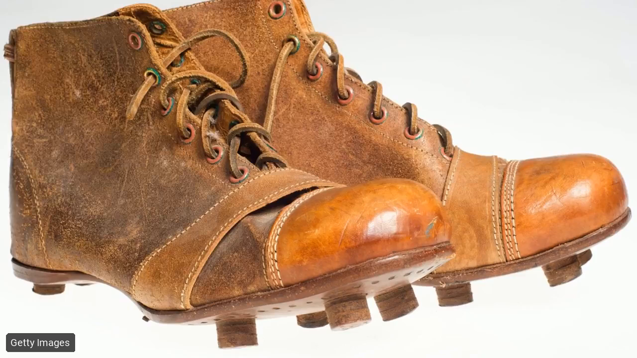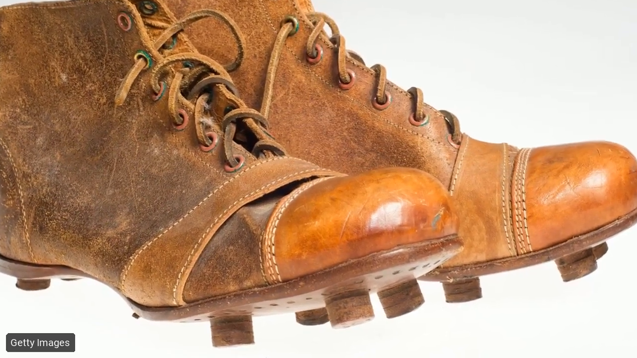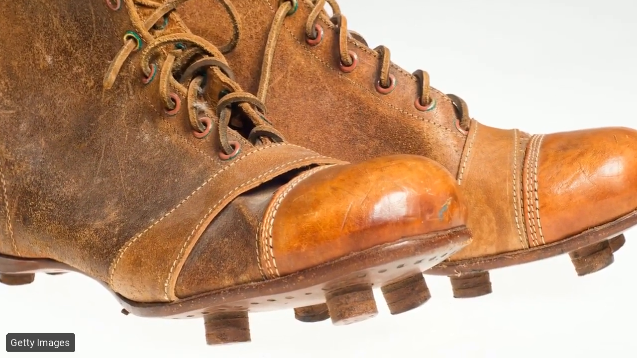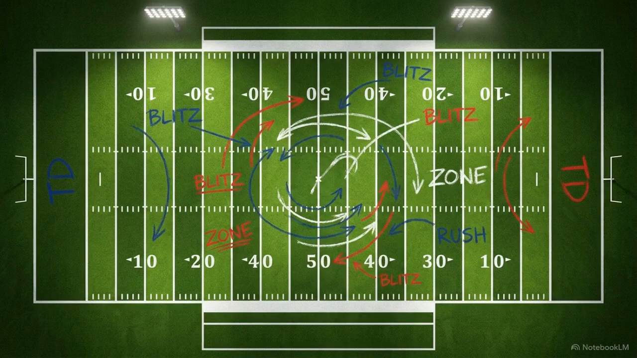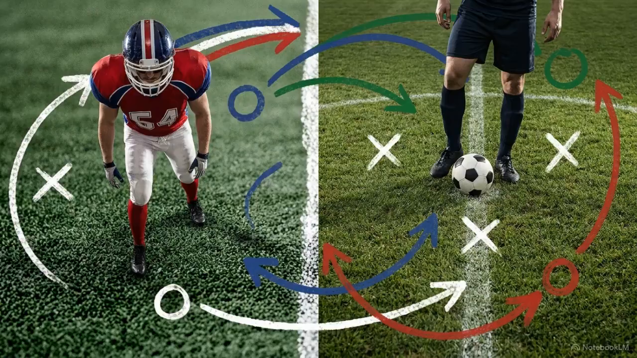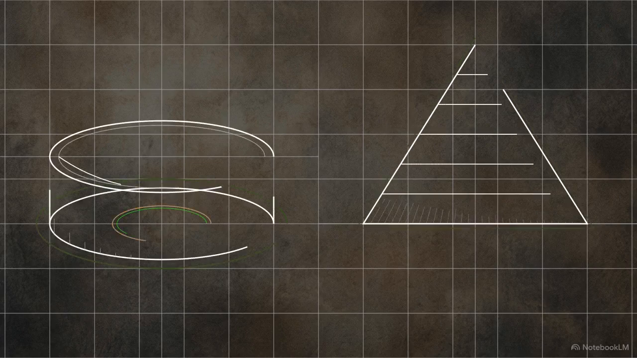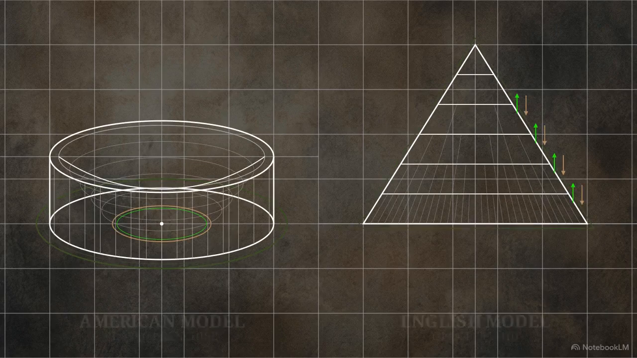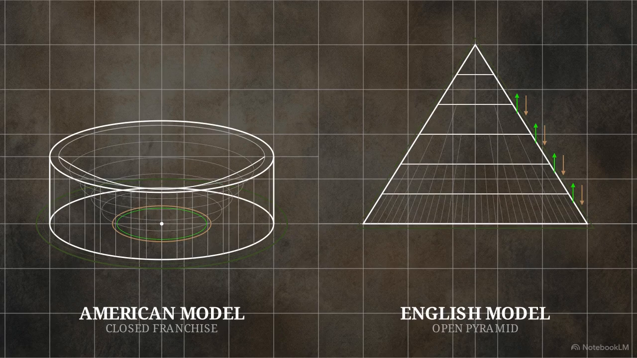The terminology split covers almost every part of the game. What Americans call cleats, the British call boots. An American plays a game on a field, while a Brit plays a match on a pitch. The terminology is the surface layer of a deeper structural divide. To see why the names diverged, we have to look at the actual architecture of the leagues, two different blueprints for how a sport is organized, funded, and played.